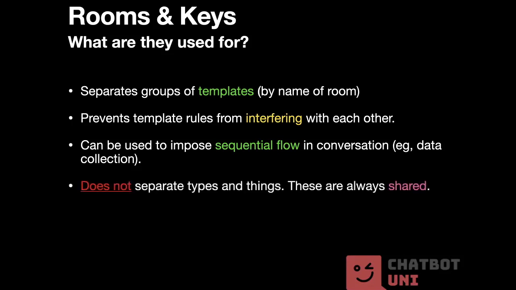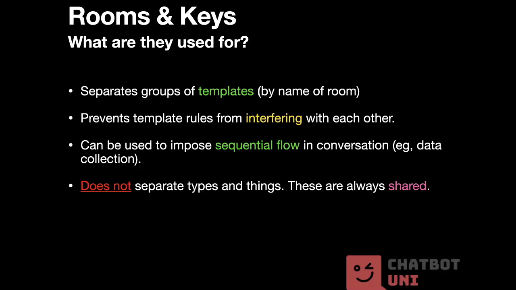Okay, one misconception is that if you have these separate rooms and so on, then everything gets separated. No, the answer is no. Not everything gets separated. Okay, only the templates, that means the Qs and the As and so on, are separated according to the rooms. But the types and things are always shared. Types, things, functions, and so on are all shared. And this makes sense because you don't want to have separate types and things for different rooms.